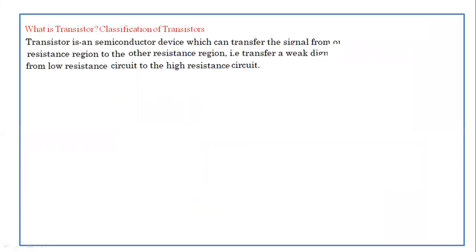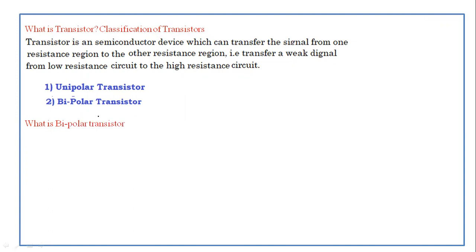Next, what is a transistor and the classification of transistors? A transistor is a semiconductor device which can transfer the signal from one resistance region to the other resistance region. That is, transferring a weak signal from a low resistance circuit to a high resistance circuit is called a transistor. There are two types of transistor: one is the unipolar transistor and the second one is the bipolar transistor.